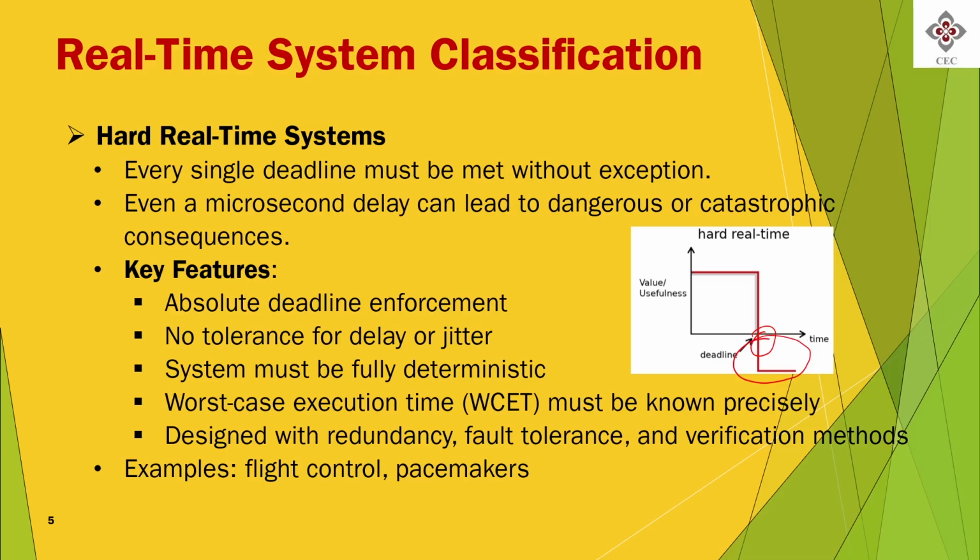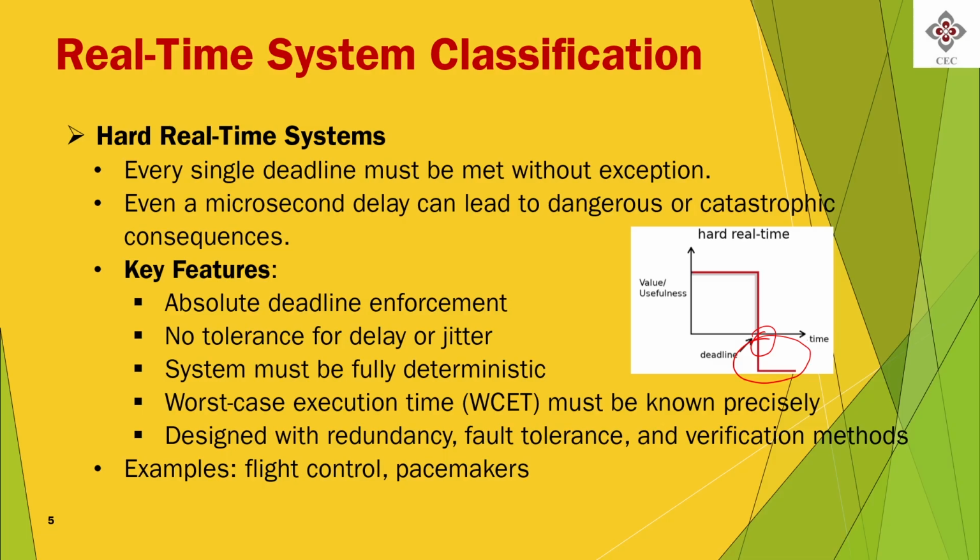The key features of hard real-time systems are that they ensure absolute deadline enforcement, and there is no toleration of delay or jitter. Jitter is nothing but variation in delay. It has a stringent requirement that it must complete before the deadline. The system must be fully deterministic. We have to be able to say that at this point of time this process will be completed and will initiate the next process, and so on.